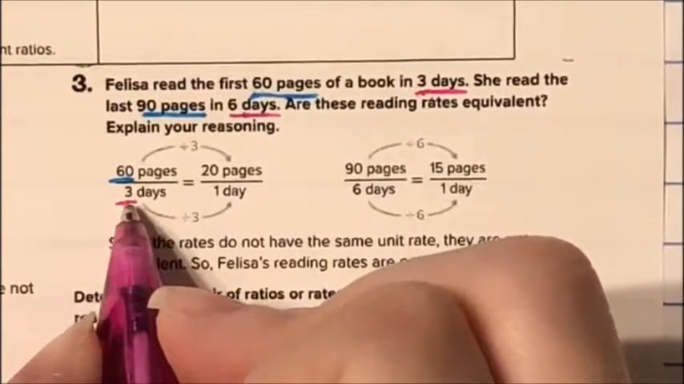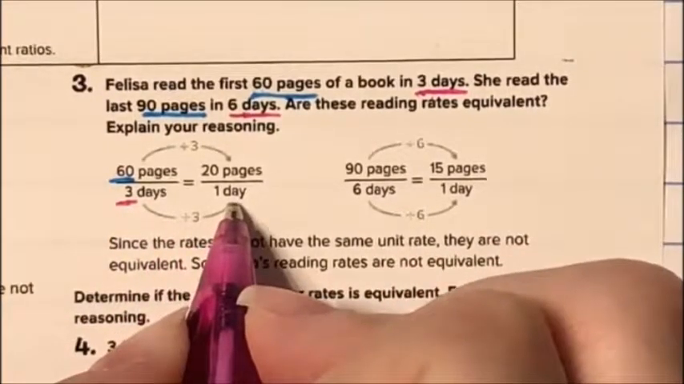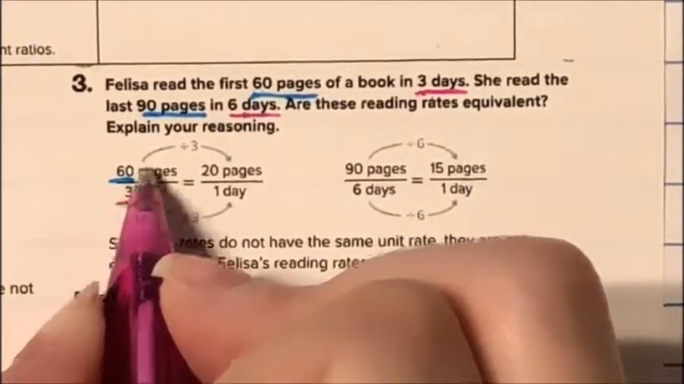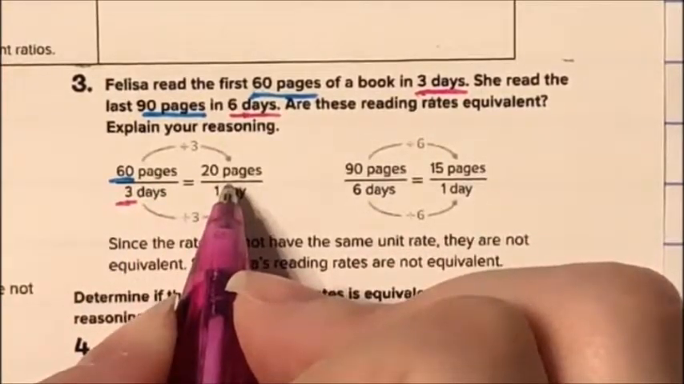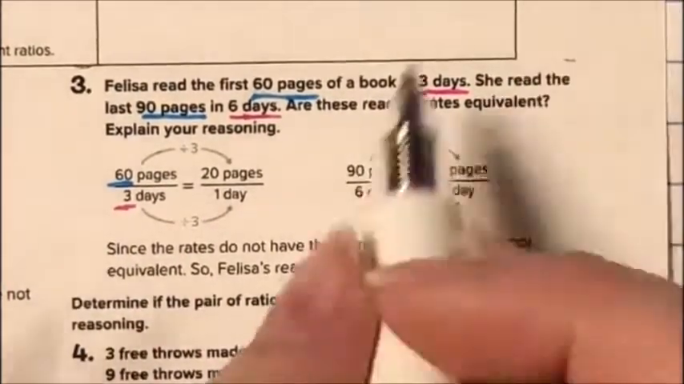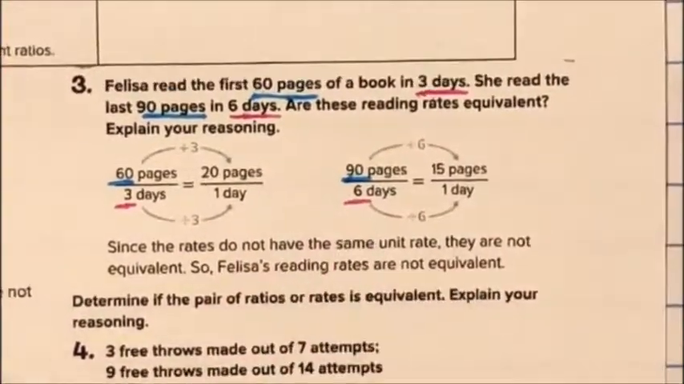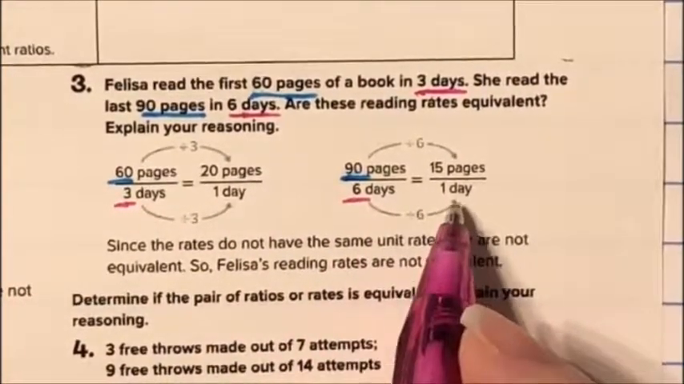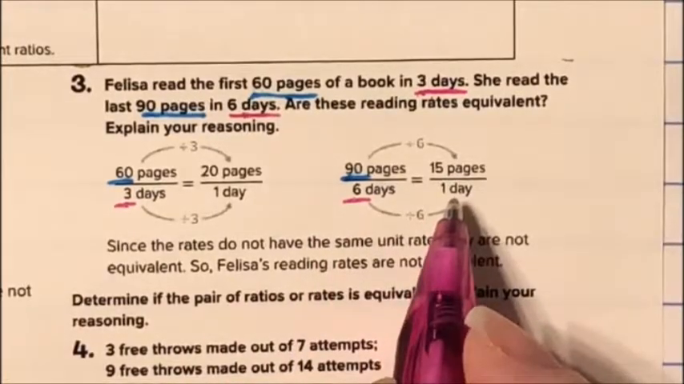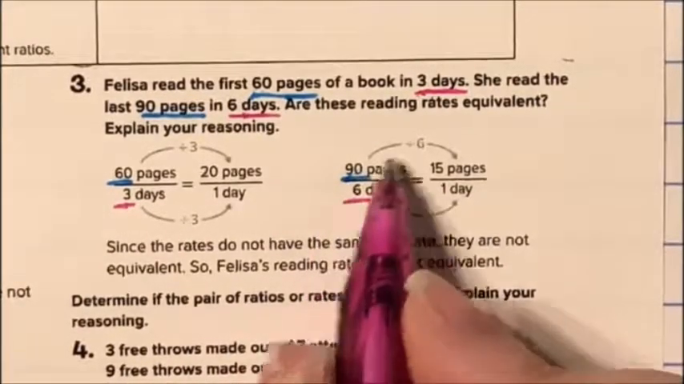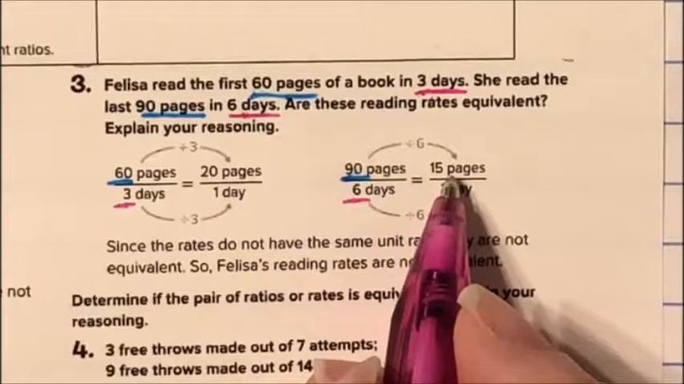So let's look at the first one, 60 to 3. Again, I want to find a unit rate. So 3 divided by 3 gives me 1. 60 divided by 3 gives me 20. Okay, so now I want to look at 90 to 6. I want to get 6 down to 1, so 6 divided by 6 gives me 1. 90 divided by 6 gives me 15.